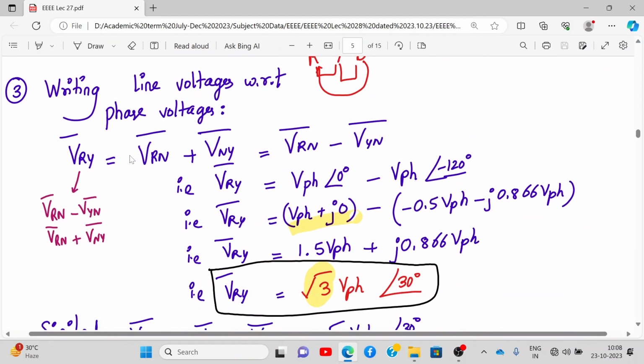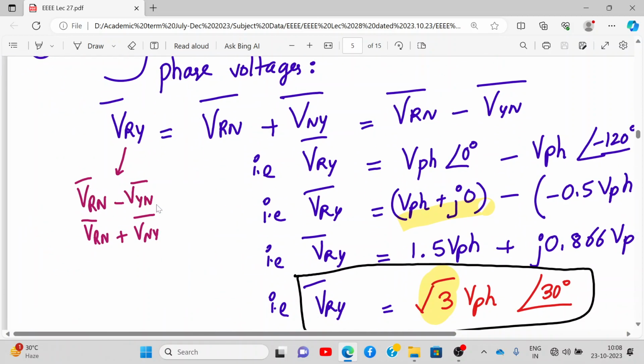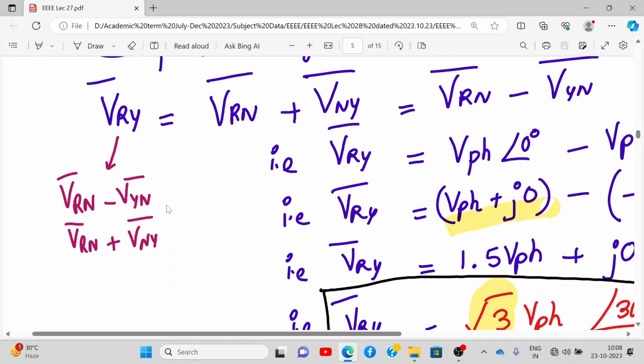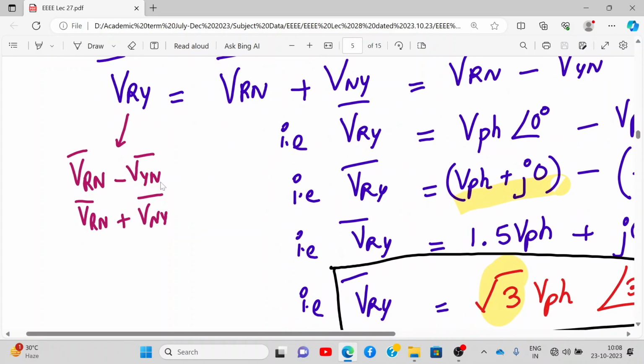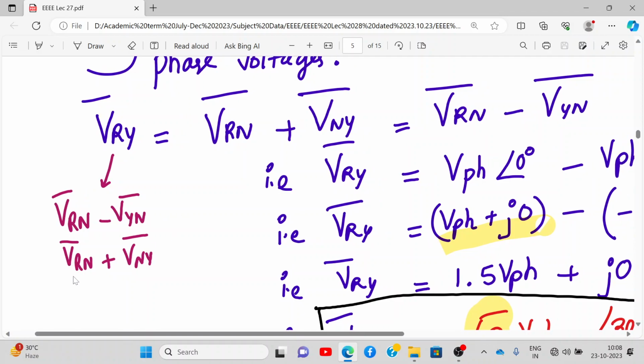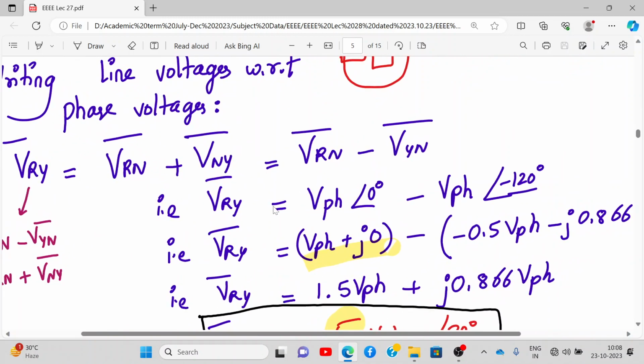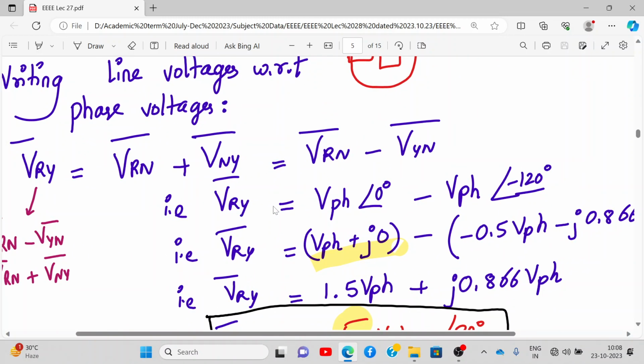So what we will do is write VRY as VRN minus VYN. Please concentrate on this. VYN can be written as minus of VNY, so minus minus becomes plus. So VRY is VRN minus VYN, or VRN plus VNY. That's what we have written over there. What we are doing here is establishing a relation between line voltage and phase voltage.